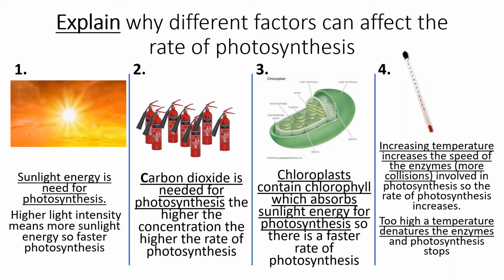Increased temperature, increased speed in the reaction because there's more collisions between the enzyme and substrate. However, there is a temperature at which we have too high, and when we get to that temperature that's too high, what happens is that the enzymes are denatured. If the enzymes are denatured, they stop working and photosynthesis stops. So increasing temperature is a good thing up until we hit that high temperature, and if we get too high a temperature, we'll actually stop photosynthesis altogether. So that fourth one's a little bit more complicated.